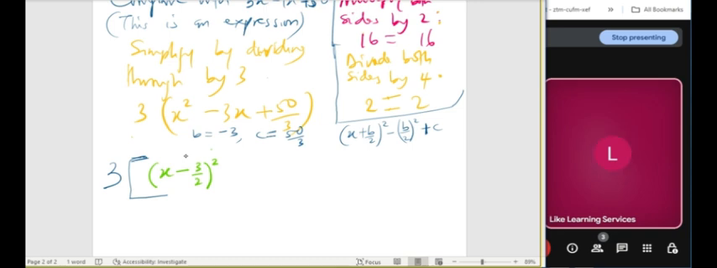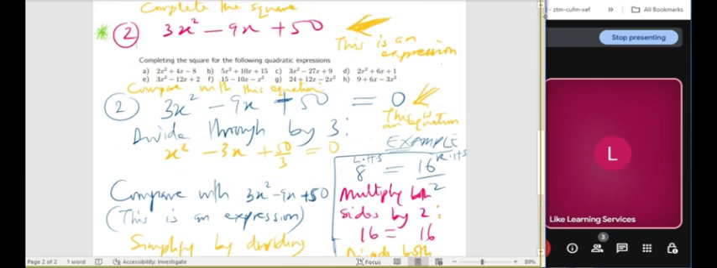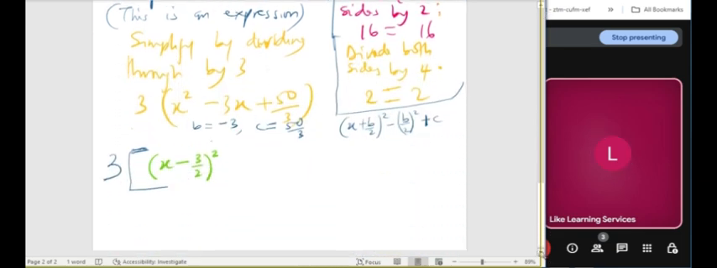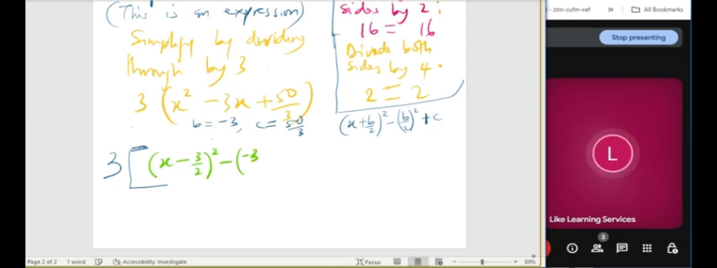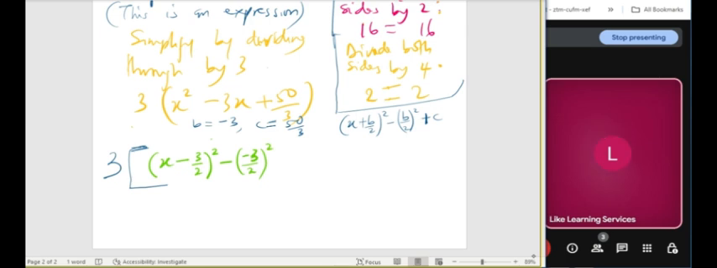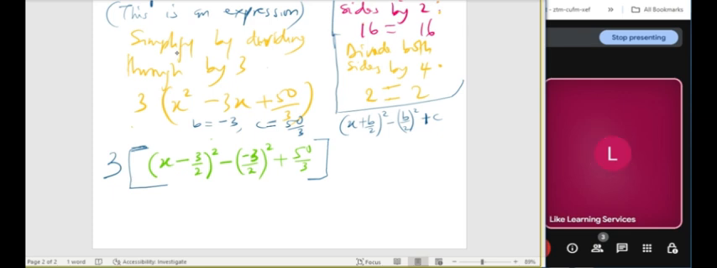Hold on. Let me be sure I copy the correct thing. Oh yes, I divided 2 by 3. This 9x is 3. Okay, that's correct. I copied the right thing. x minus 3 over 2 squared. Minus, open a bracket, minus 3 over 2 squared. It won't matter, because once you square it, it doesn't matter whether it was minus or plus. Then plus 50 over 3. Then we have our big bracket. Remember this 3 outside is still locked in there. We didn't throw it away.